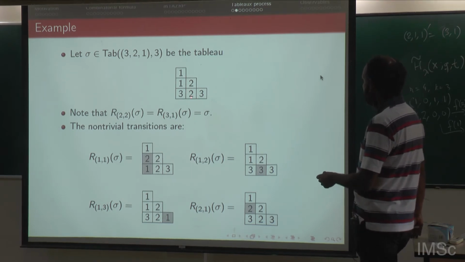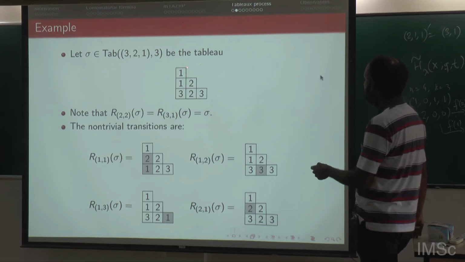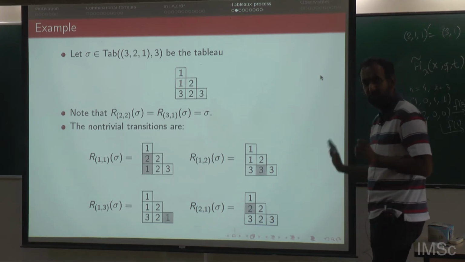For 1, 2, this entry is not 3, so it's just the singleton cell, so the 2 will become 3. For this, there's nothing above, so the 3 will become 1. And for this 1, this entry is not 2, so this is just again a singleton. Okay, so that's the idea.